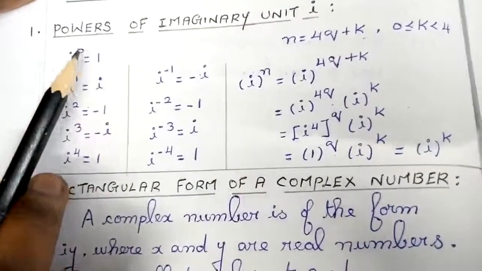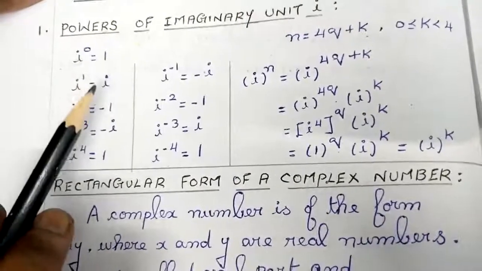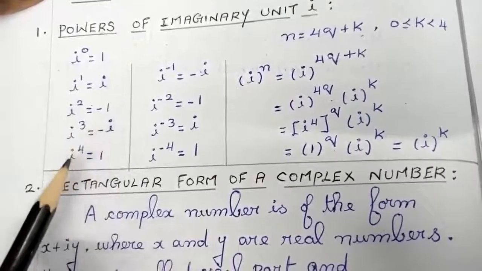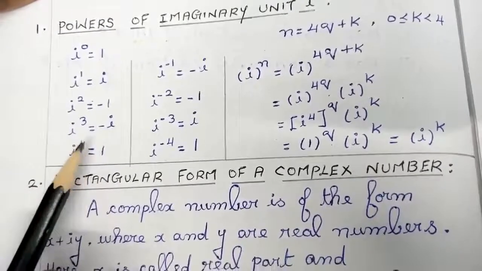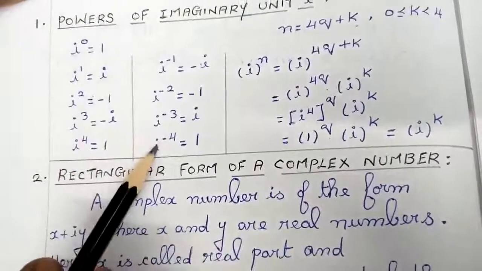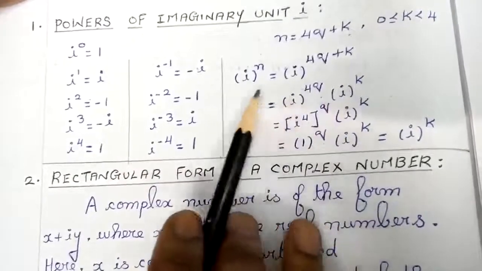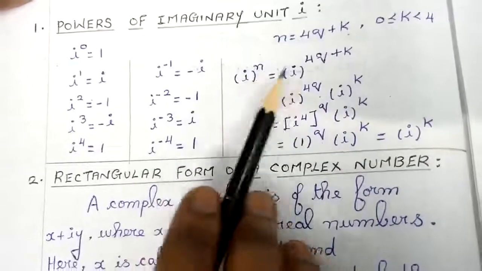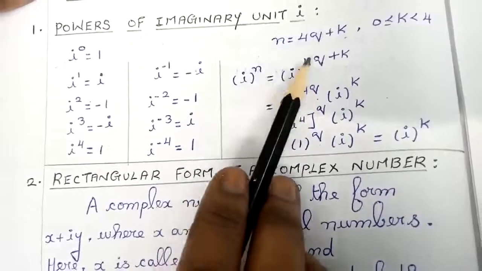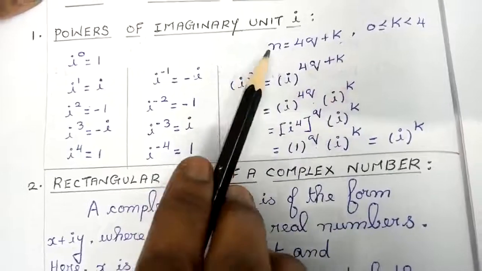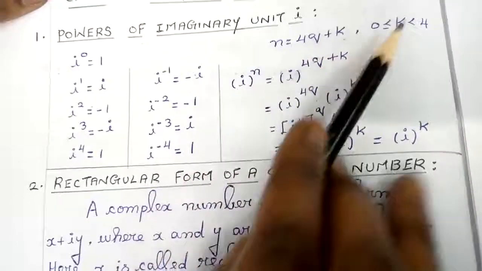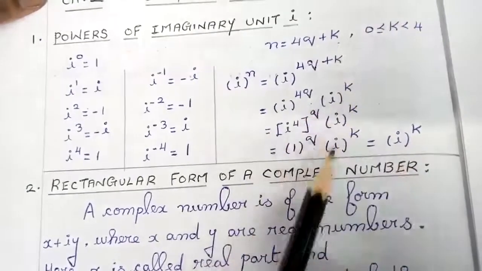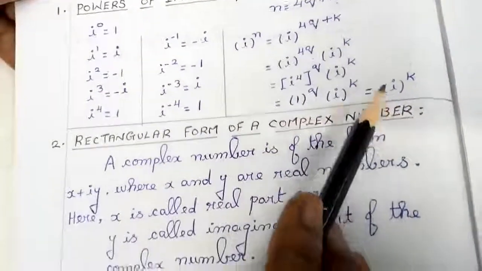i to the power 0 is 1, i to the power 1 is i, i square is minus 1, i cube is minus i. And the very important thing is i to the power 4 equal to 1. Similarly, for negative powers, they have given you the value. And based on this, we are having sums. That is, i to the power n can be expressed in the form i to the power 4q plus k. That is, n is equal to 4q plus k. And this remainder k should be in between 0 to 4. That is a concept they are telling you. We will be simplifying based on this calculation.